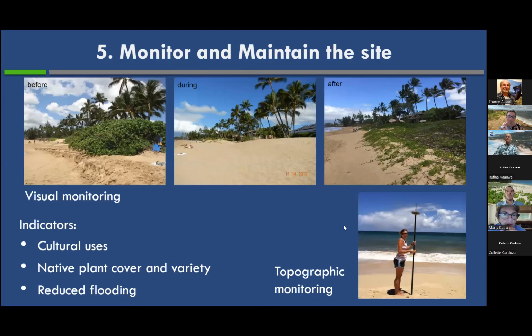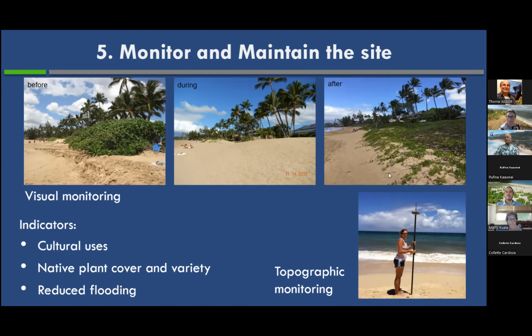And then finally, we want to monitor and maintain the sites. Dune restoration projects in general don't have a huge maintenance burden. The plants that we're using are well adapted to the area. They do require a little bit of irrigation just to get them established in the first 2 to 3 months, but then you can turn off that water and remove that irrigation and the plants will be fine. It's actually very important that you don't overwater dune plants because you're really just going to encourage invasive weeds and other things that are going to make the maintenance more difficult.